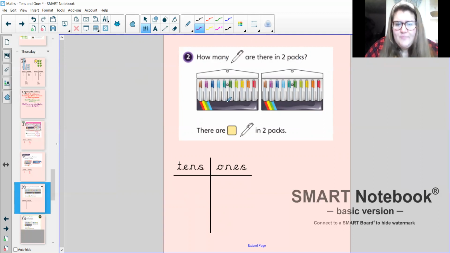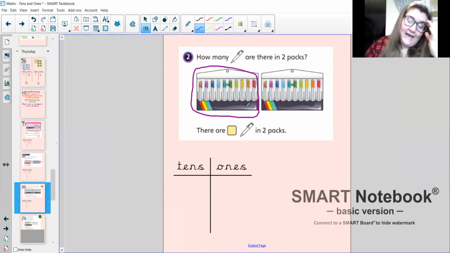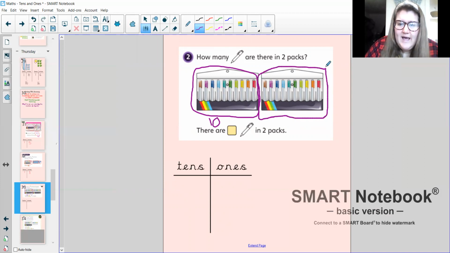How many pens are there in 2 packs? Well, let me look at this pack because this is full. And I found out earlier that a pack holds 10. Okay, so I know there are going to be 10 pens in that pack. And, oh, okay, well, this pack is full as well. So this pack will also hold 10 pens. So how many groups of 10 do I have here? If I'm going to do step 1 and identify the 10s, how many 10s do I have? Well done if you said you have got 2 10s, Miss Winfield. You've got one group of 10 here and one group of 10 here. So you've got 2 groups of 10.